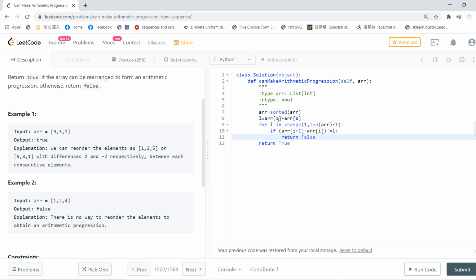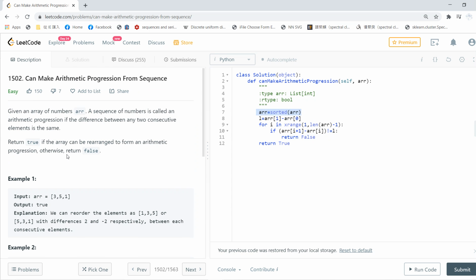So the first approach is that we first sort this array, and then we compute the first element minus the zeroth element, and this is called, I should say, the difference. And I check the rest of the differences. If the rest of the differences are the same as the original difference, then it's an arithmetic progression. Otherwise, it's not an arithmetic progression.